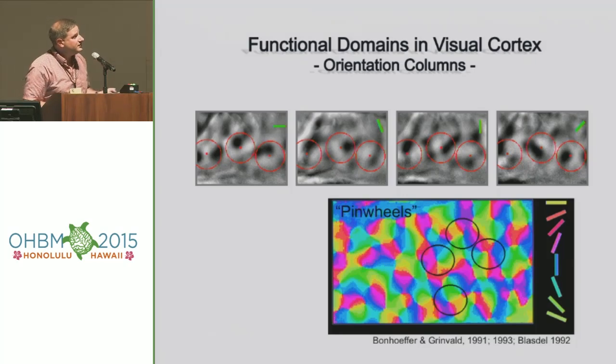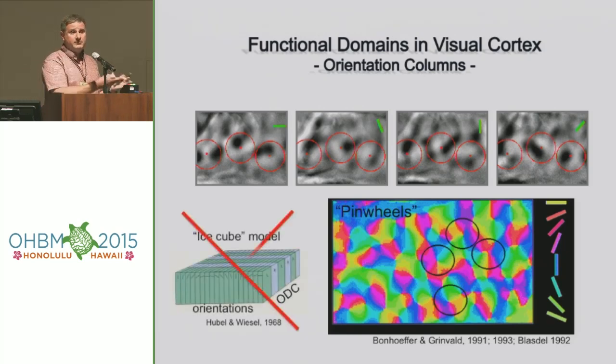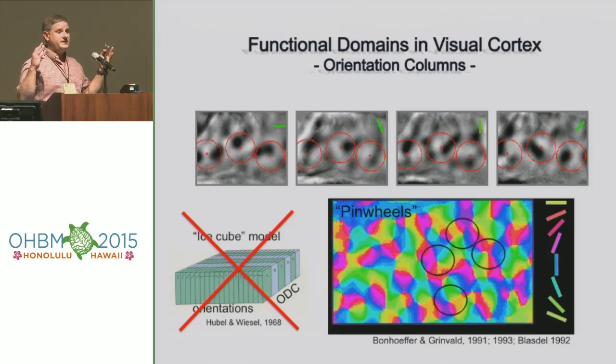So Grinvald and colleagues assigned different color codes to each one of these orientations, and they came up with the concept of pinwheels. You have a singularity point in which you have a representation of 180 degrees surrounding that specific region. That was a very nice example of how imaging can provide new information that wasn't available at the time, which contradicted the electrophysiology. At least when you get the bigger picture, you can resolve things much better.